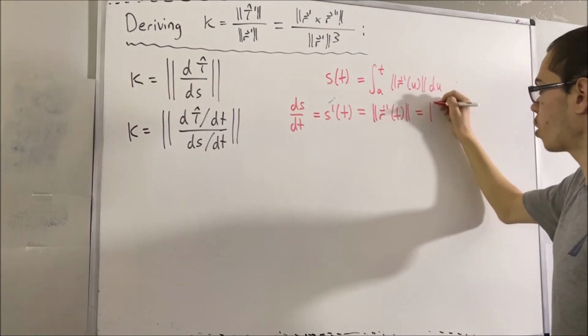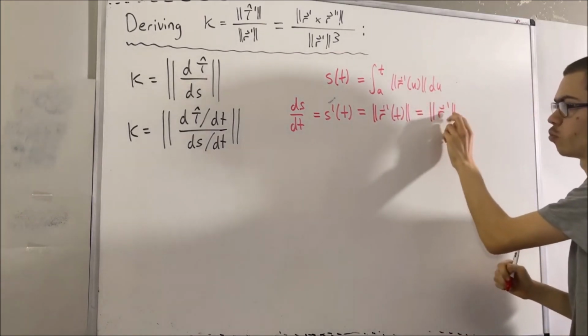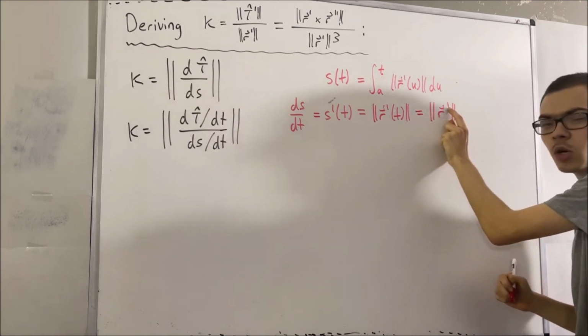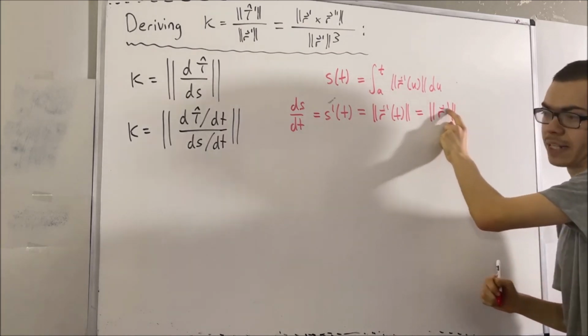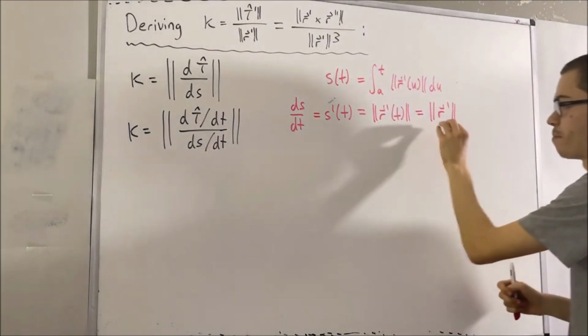But in a shorthand way, I like to write magnitude of r prime, because when we see a prime, we're assuming that that's just a derivative with respect to time. So yeah, we're going to replace ds over dt with magnitude of r prime.